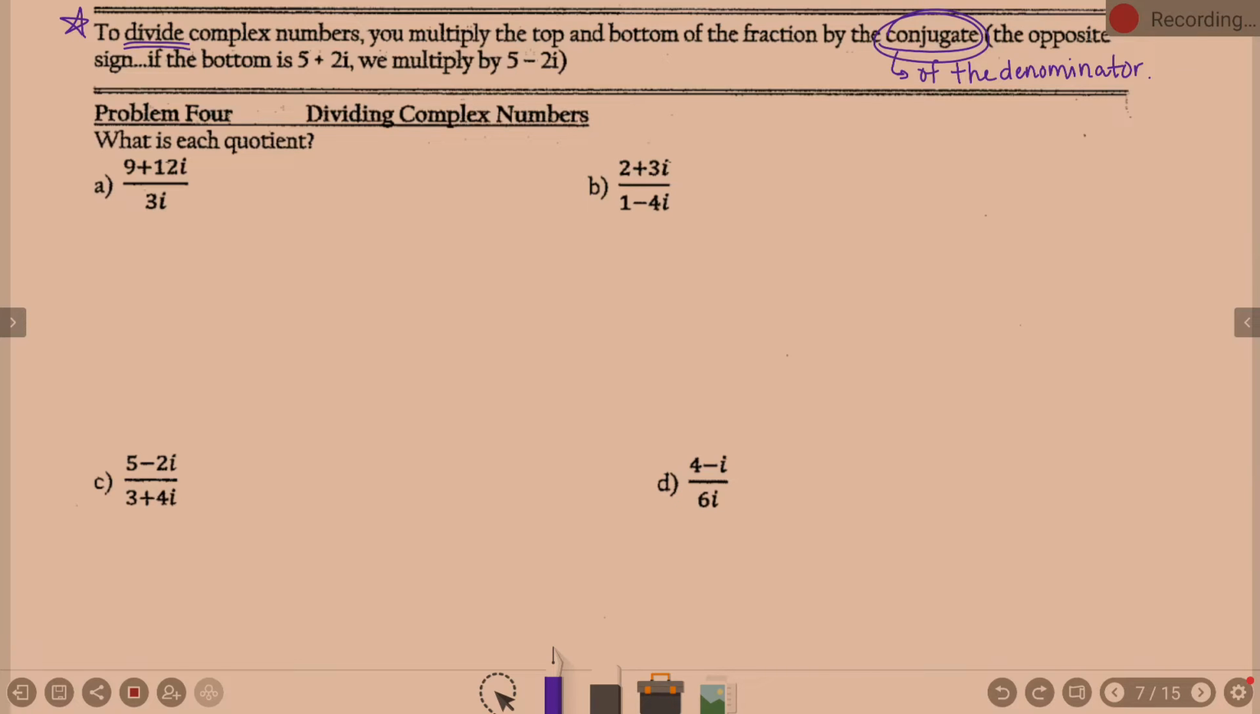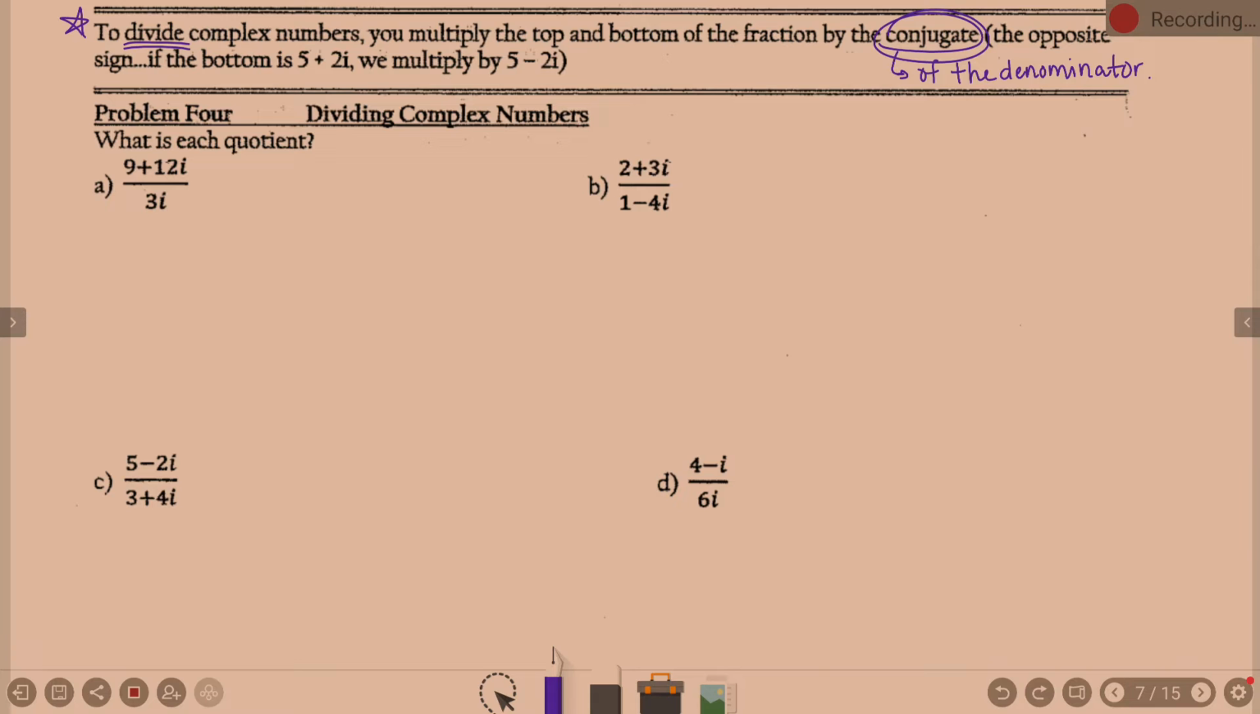Okay, so looking at A. My denominator is a 3i. Kind of a weird one to start off with, but that's all right. Thoughts on what the conjugate of 3i would be? Negative 3i. Why negative 3i? Because it's the opposite of 3i.